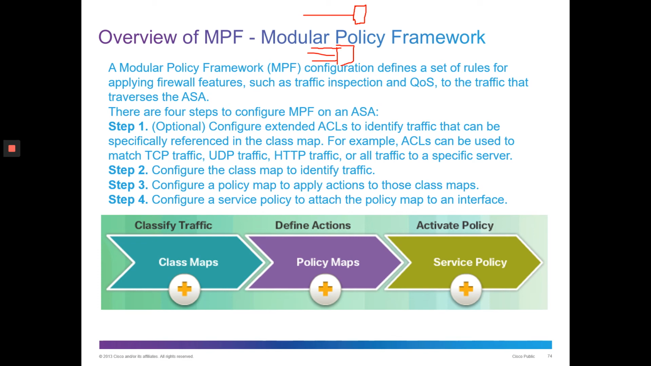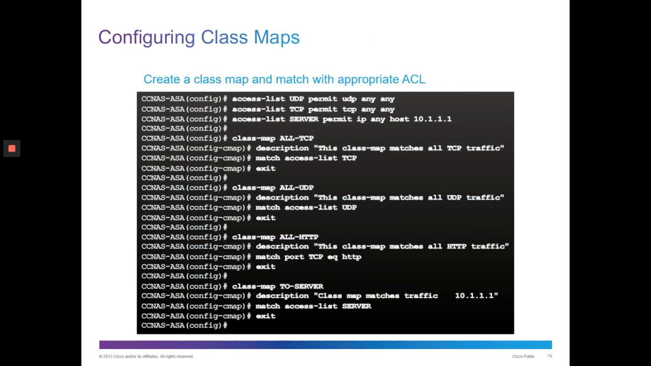Okay, now let's look at how this has been done. So this is a class map, the first thing where you identify the traffic. You create a class map like this, class map all TCP. What it will do is match access list TCP. The access list is this one, the access list you have defined over here. So this map will basically match all the TCP traffic. Now this map will match all the UDP. This map will match all the HTTP traffic, and that's it. Okay, we just created maps that each match a separate type of traffic.